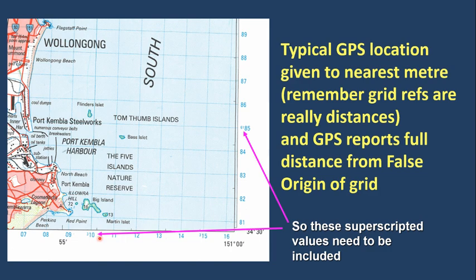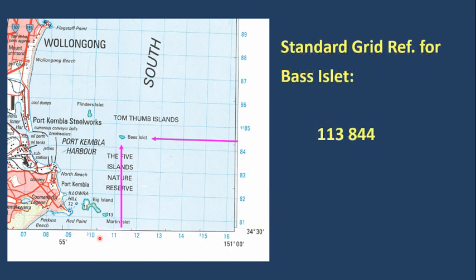map grid. So let's look at an example, and let's have a look at Bass Islet that's shown here. It's one of the many little islands or islets off the Port Kembla Harbour, just to the south of Wollongong here. And the standard grid reference we would have used in our labs would have been, again, just using the larger numbers that we see on the side of the mapping sheet here.